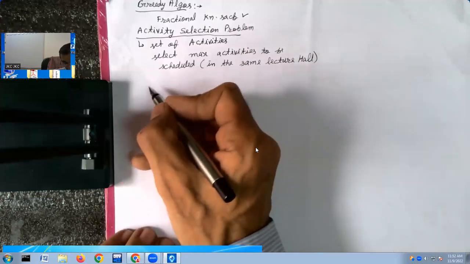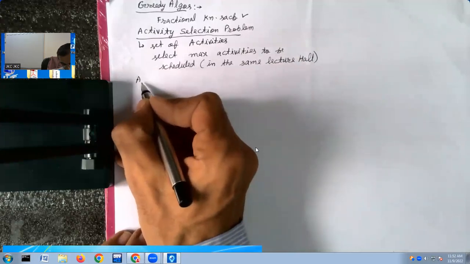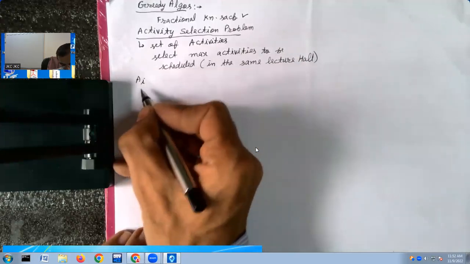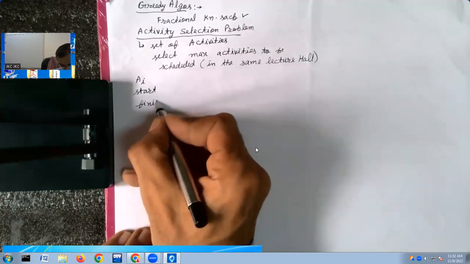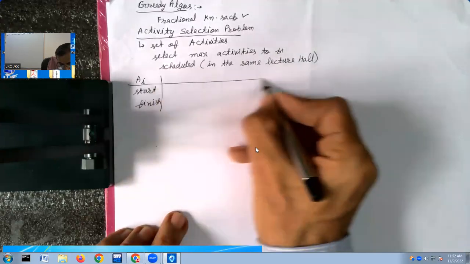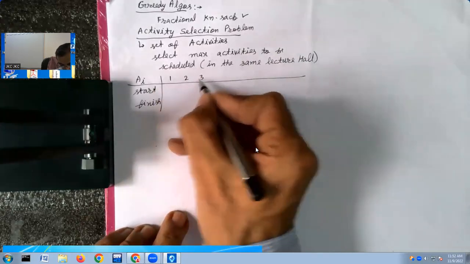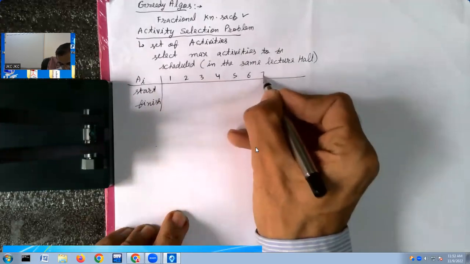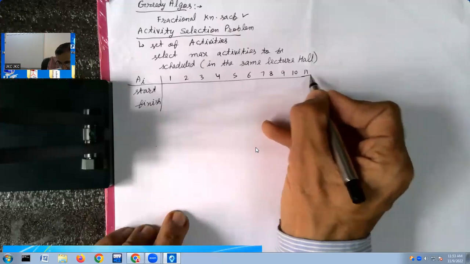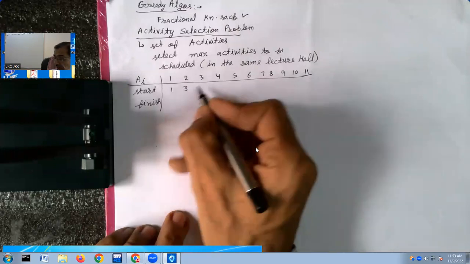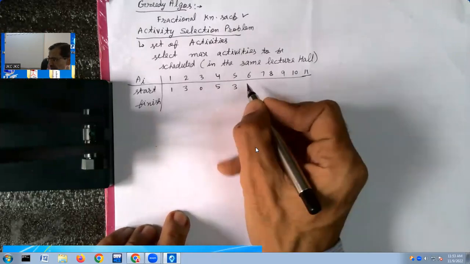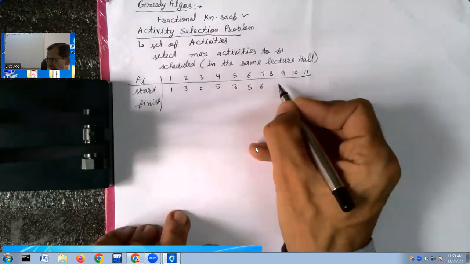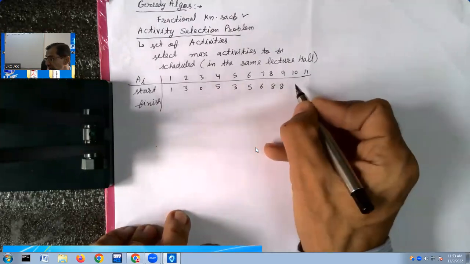And what are the activities? Each activity, say activity Ai, has some start time and some finish time. To give you the data, let me put i as 1, 2, 3, 4, 5, 6, 7, 8, 9, 10, 11. For convenience, I'm using the same data which is used in the book, so that whenever you read from the book, you find it much easier to revise and understand.